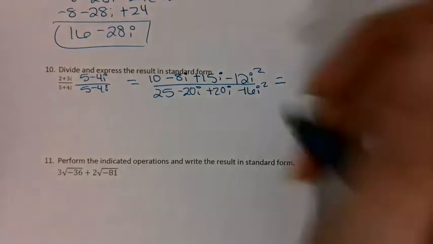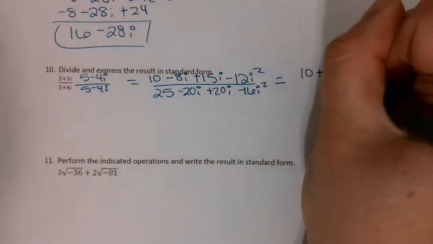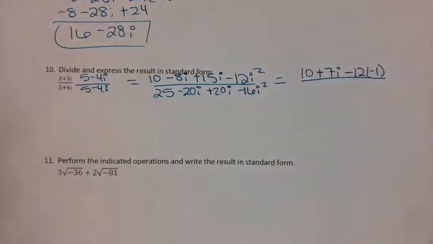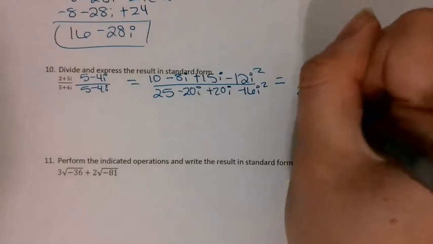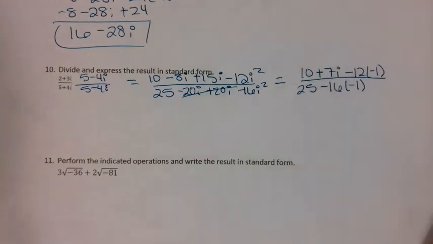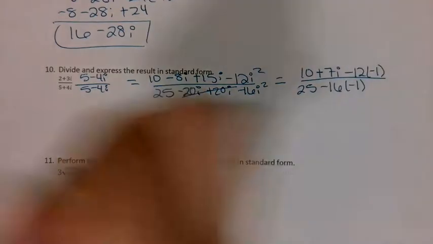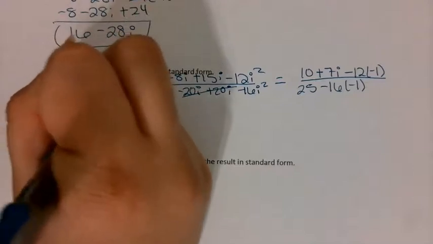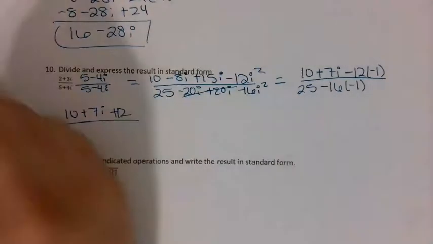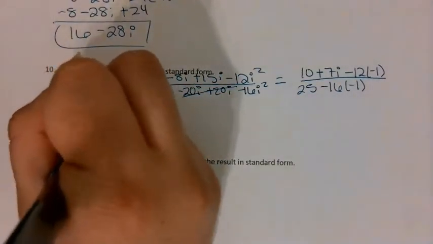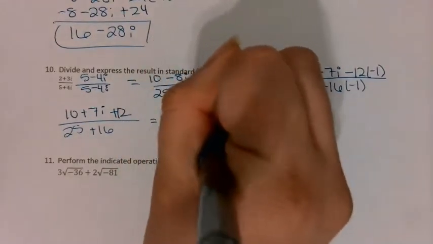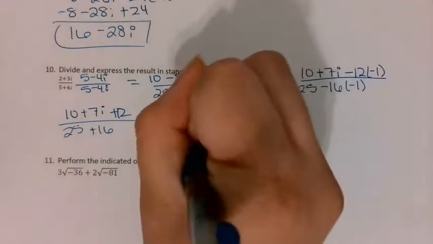Then I want to combine like terms, so I have 10 plus 7i on the top, minus 12 times negative 1. Then on the bottom, I have 25, the 20i's cancel out, minus 16 times negative 1. On the top, I have 10 plus 7i, plus 12 now. On the bottom, I have 25 plus 16. I want to combine like terms. 10 plus 12 is 22. 25 plus 16 is 41.